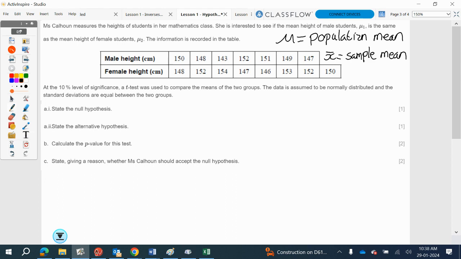So if you're talking about a mu value, it is the mean of the population, the mean of the entire population. So this is all her class. She doesn't have any more students in this class because it says these are mu values. She is interested to see if the mean height of male students is the same as the height of female students. So what is the null hypothesis? That male height is equal to female.